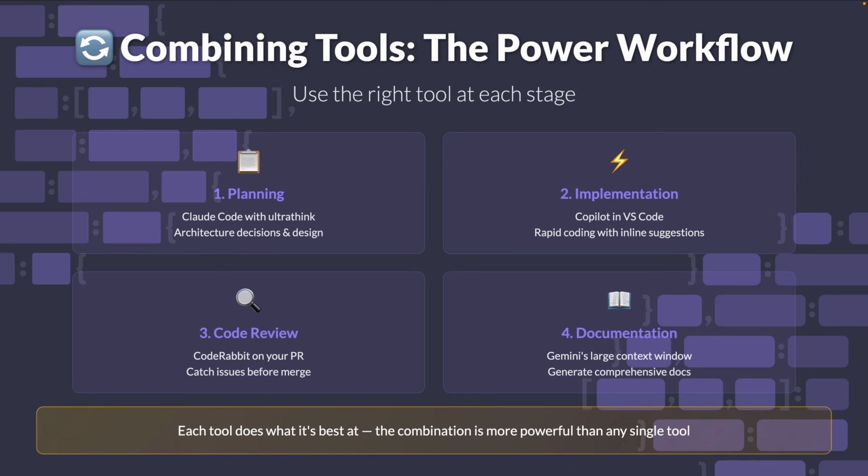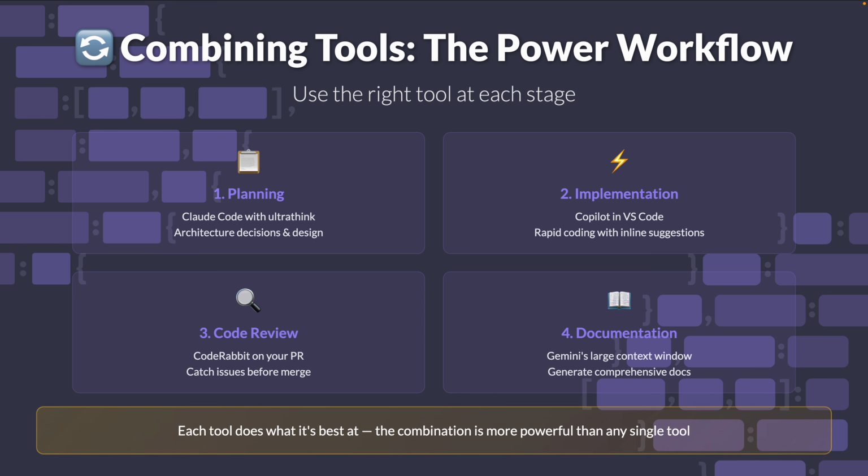The most productive developers don't just use one AI tool. They combine them strategically. So here's how you could use different tools for different things. For planning, you could use Claude Code with UltraThink for architecture decisions. Then you can implement using Copilot in VS Code for rapid coding. You could use CodeRabbit to catch issues. You could use Gemini for its large context window.